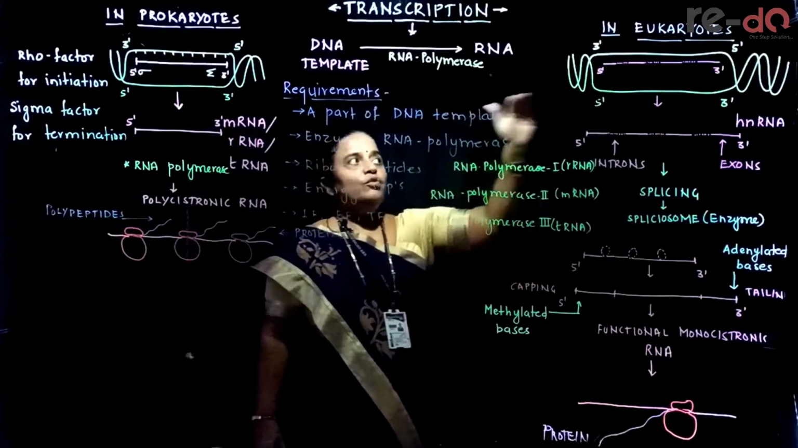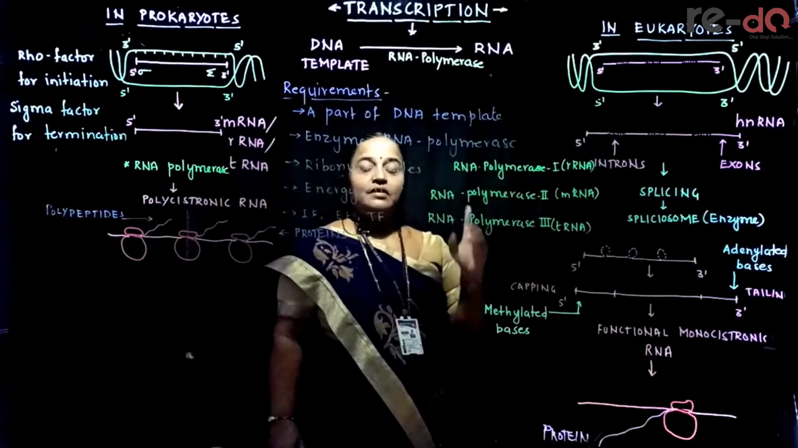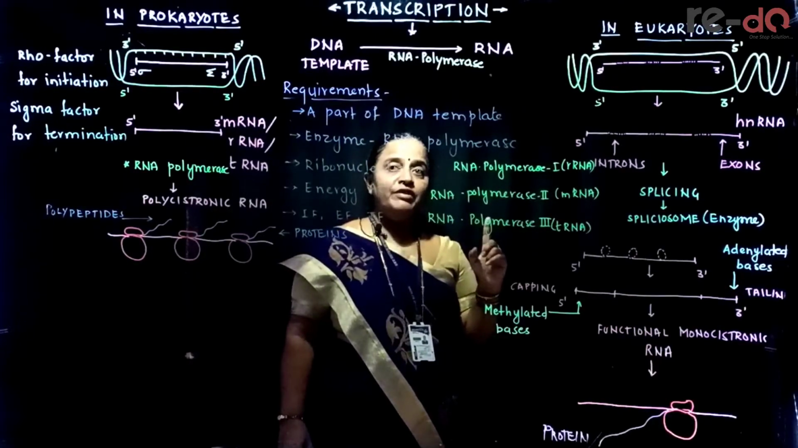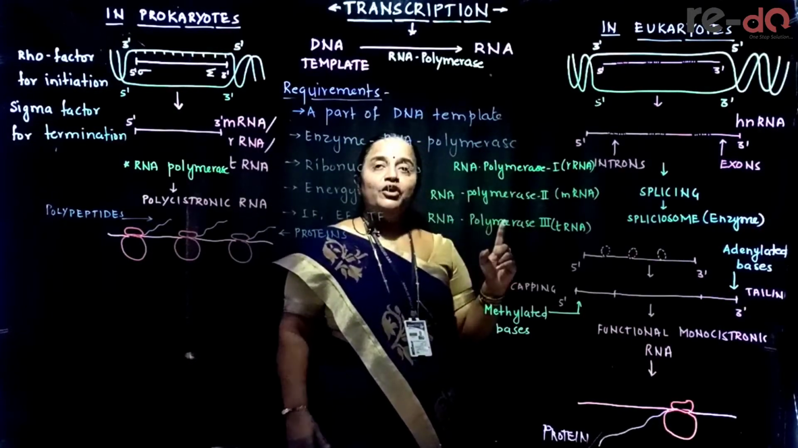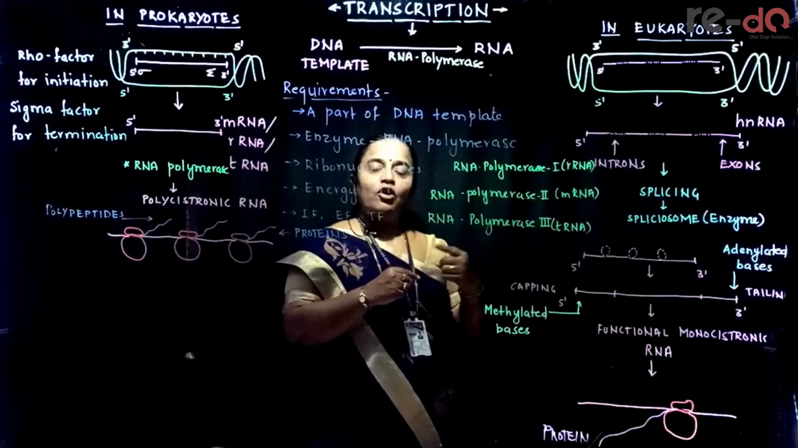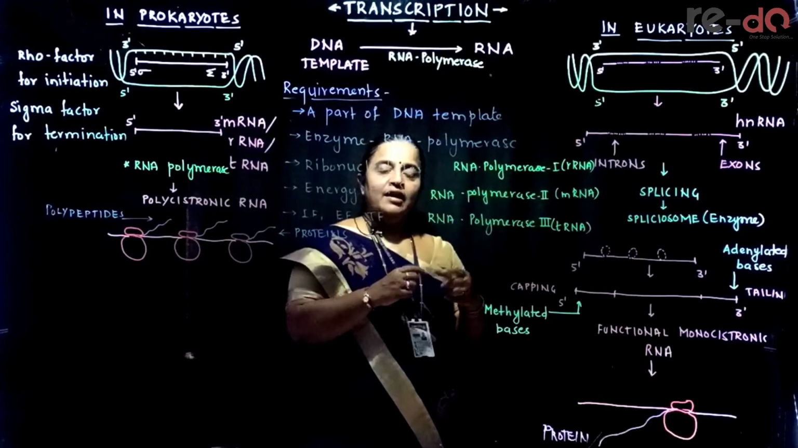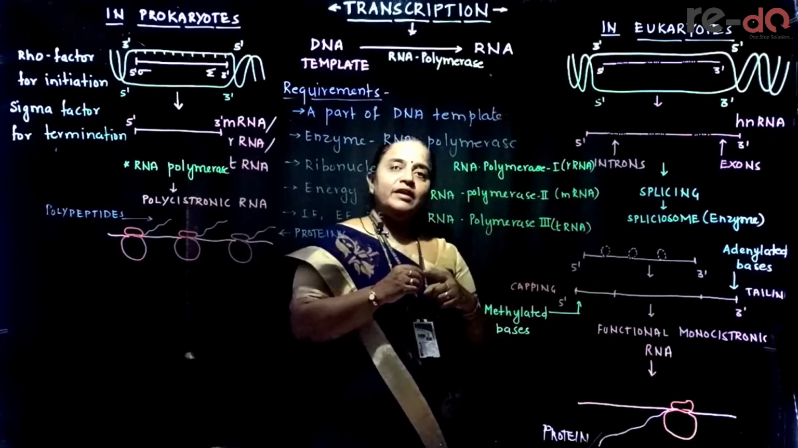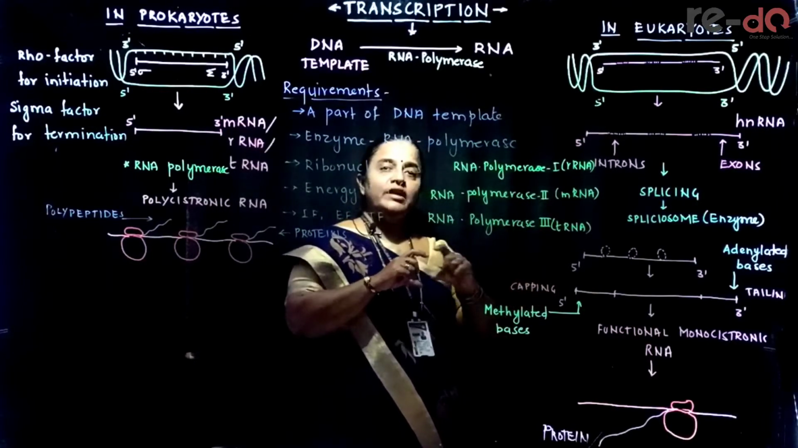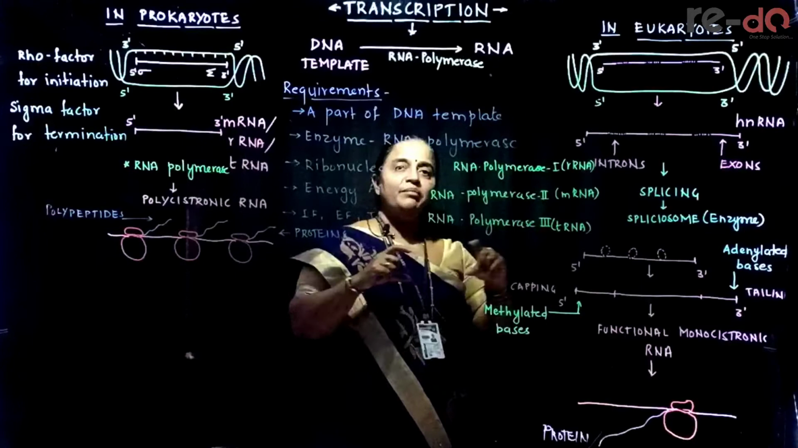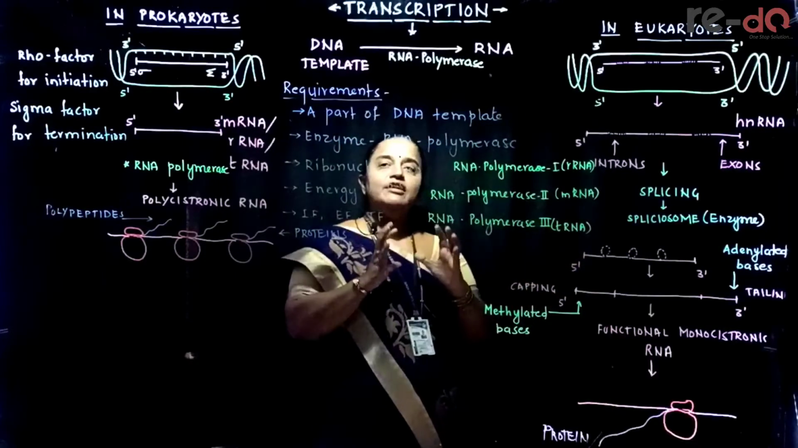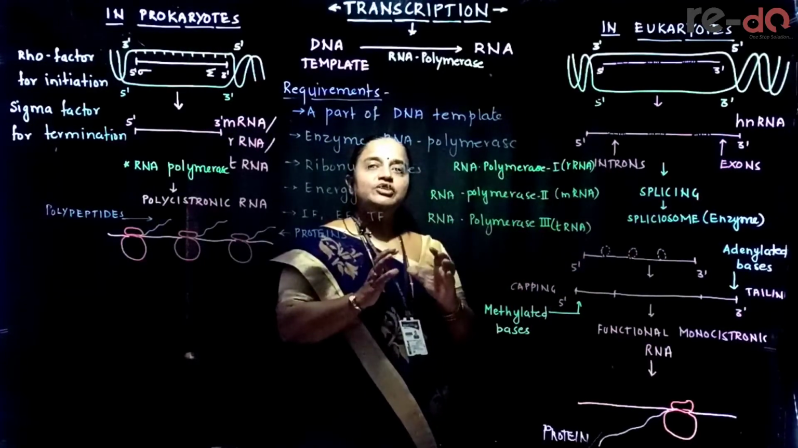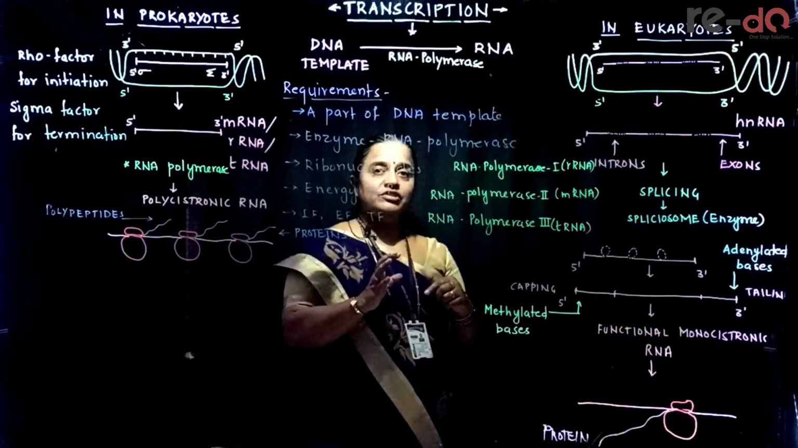Now here in eukaryotes, you should recall the packaging of DNA. Eukaryotic DNA is always packed along with histone octamers, forming nucleosomes. Adjacent nucleosomes are connected by linker DNA. So DNA in eukaryotes appears like a beaded string. Wherever the beads are, those regions remain non-functional.